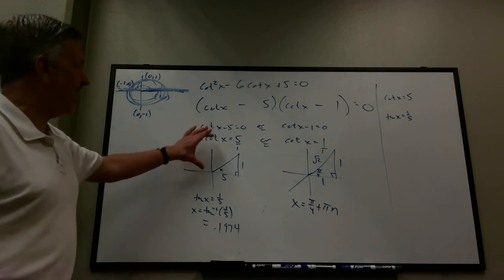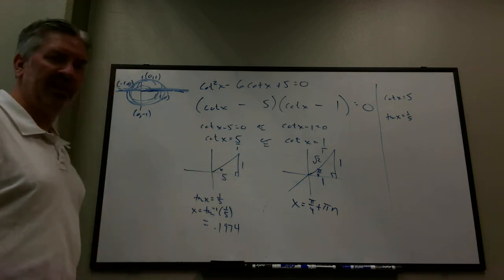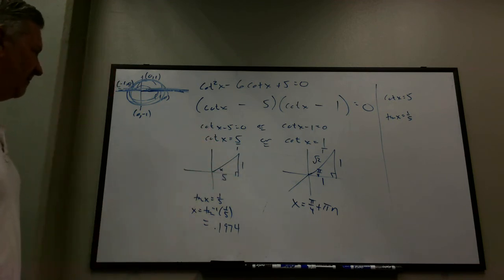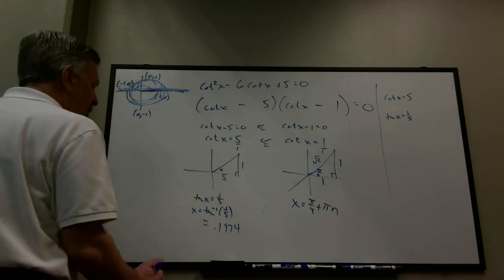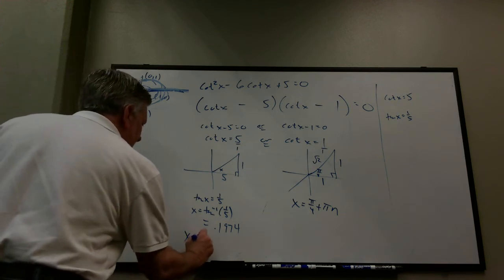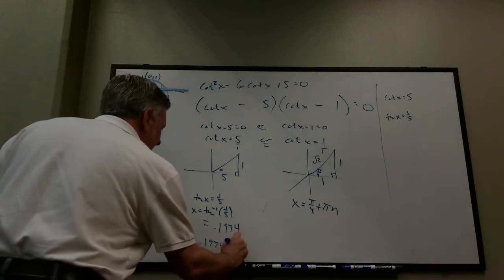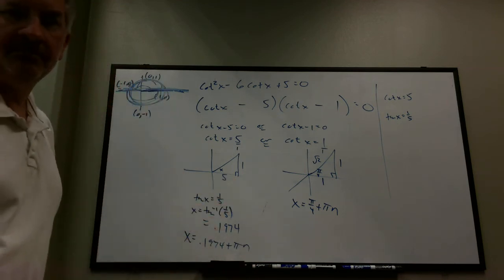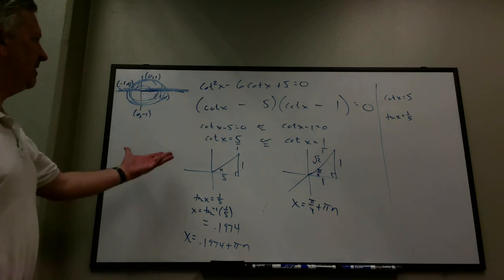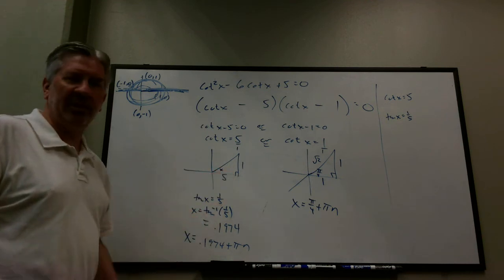Again, this one we have to use the calculator because there's no special triangle with legs of length 1 and 5. So that's the only solution from 0 to pi. How do we get all solutions? x equals 0.1974 plus pi n, just like we did there. The only difference here is we have to use the calculator on that one part.